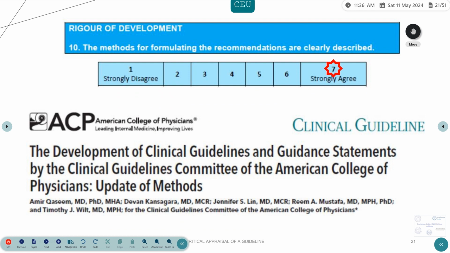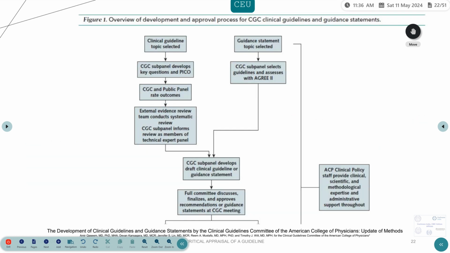So, methods for formulating the recommendations. How did they do it? It was properly mentioned. They have quoted this, which I said is the guidelines of ACP for the clinical guidelines committee, which they followed clearly. This is the guideline for any guideline they want to make.